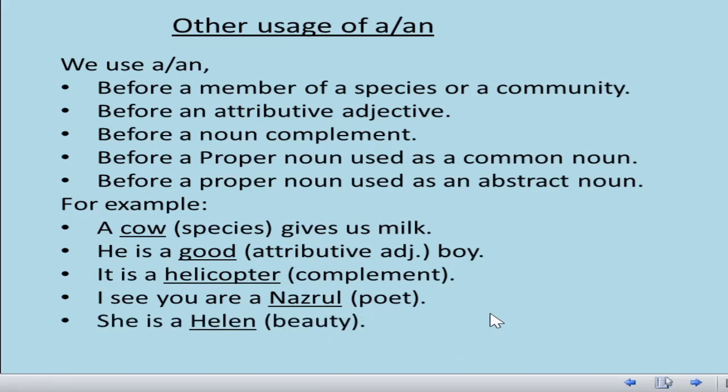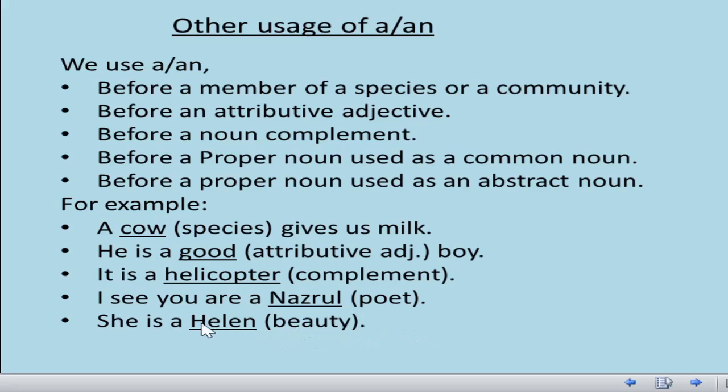She is a Helen. Helen was the most beautiful woman in Greek literature. So Helen refers to beauty. Beauty is an abstract idea. So here Helen is used instead of beauty.